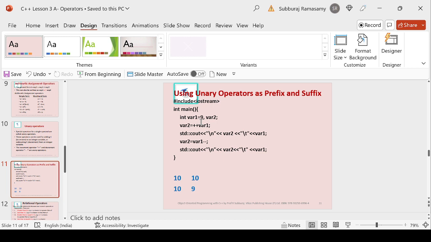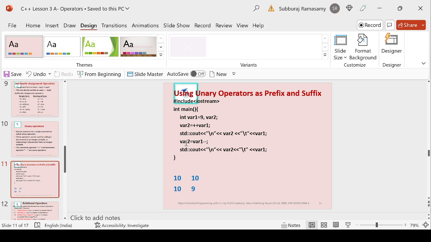Where 1 will be plus plus. We increment. Where 1 was 9, we increment it to 10. See, plus plus where 1 becomes 10. So where 2 is 10 and where 1 is also 10. See, this is the result. Both where 2 and where 1 are 10.